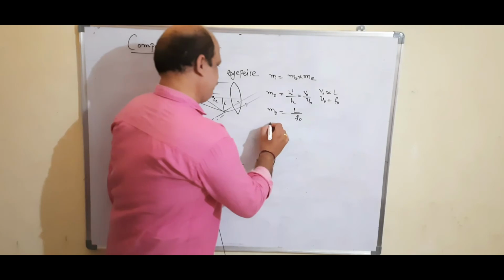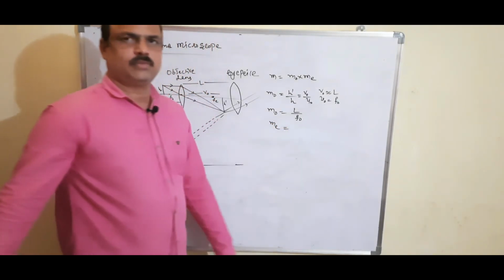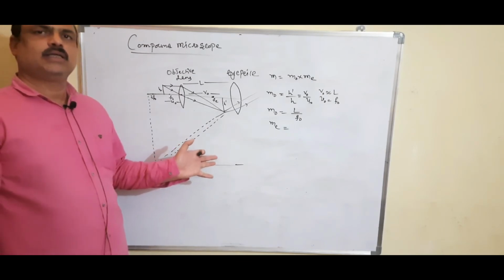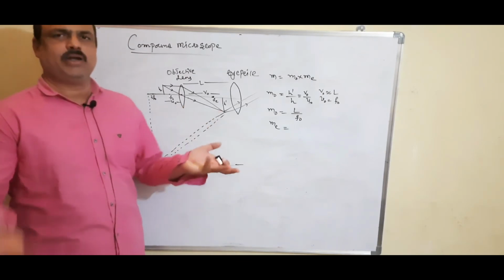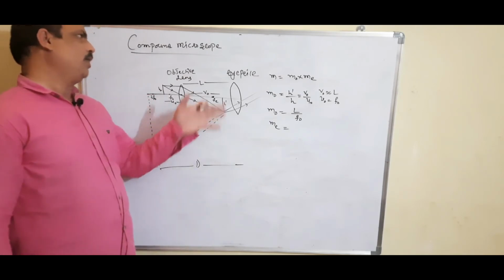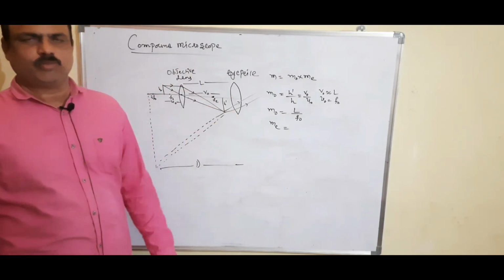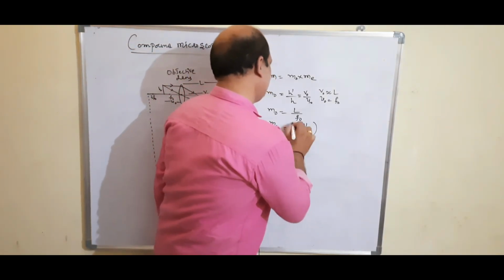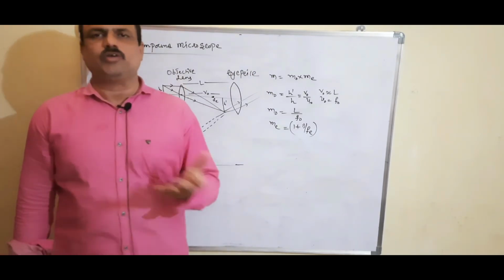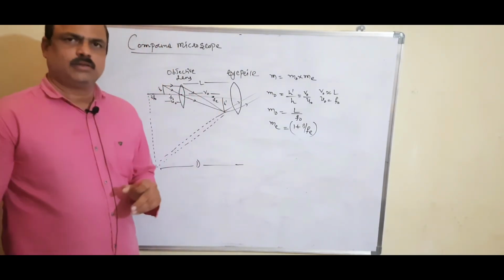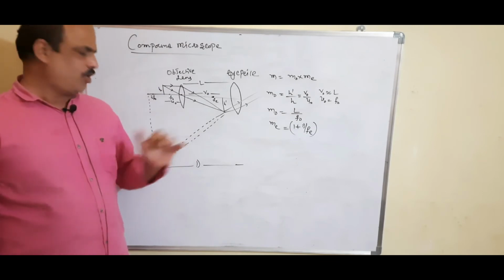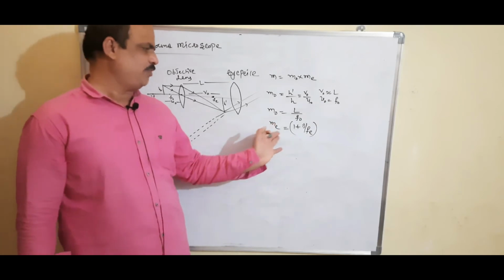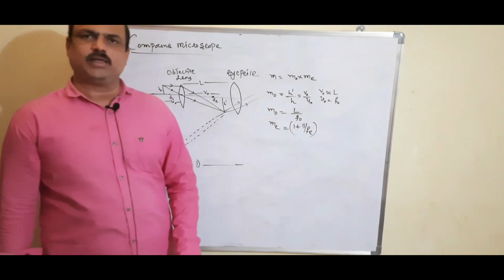Now magnification of eyepiece, ME. Already this eyepiece forms image at D. This happens in a simple microscope. So in compound microscope, eyepiece acts as a simple microscope. So ME is equal to 1 plus D by FE. When the simple microscope forms a virtual erect image at D, then magnification is nothing but ME is equal to 1 plus D by FE.